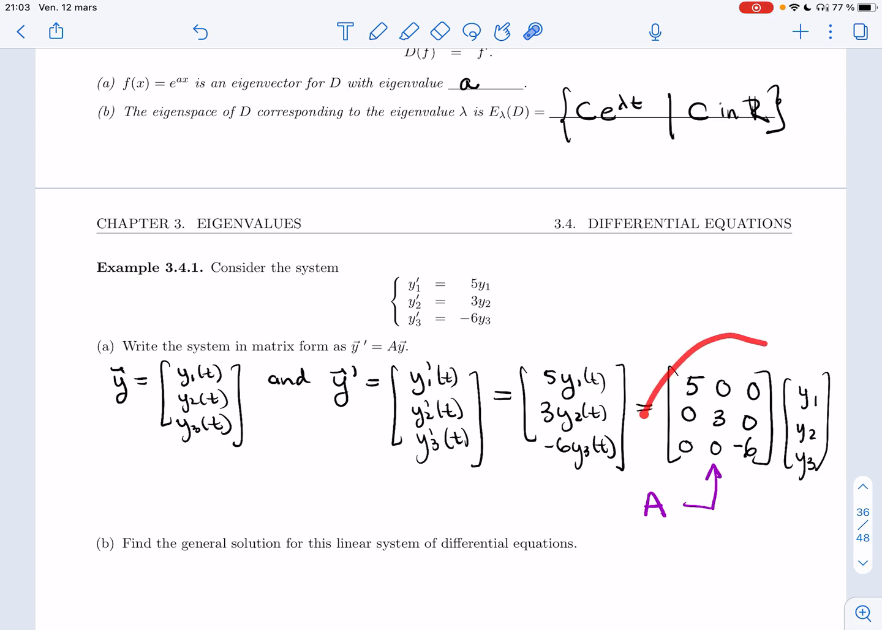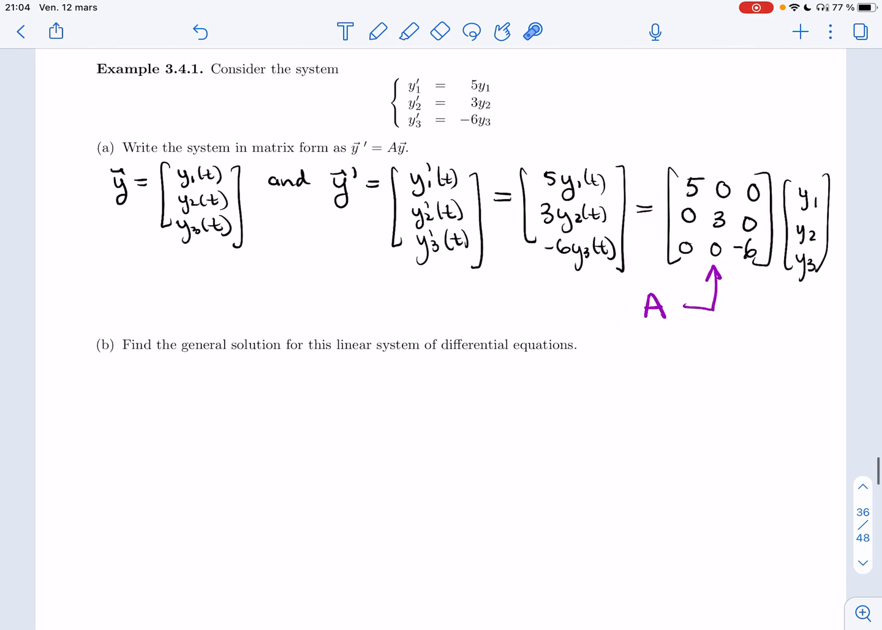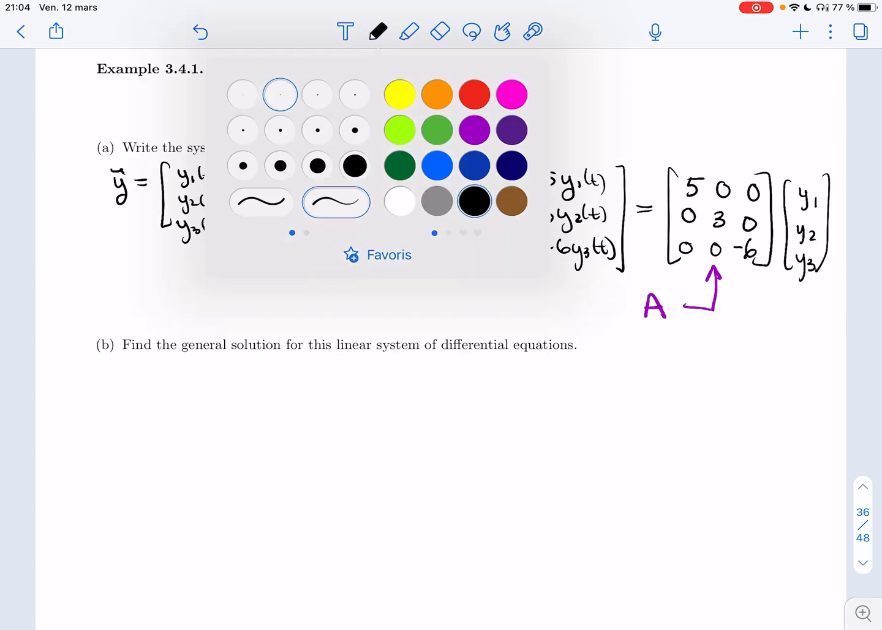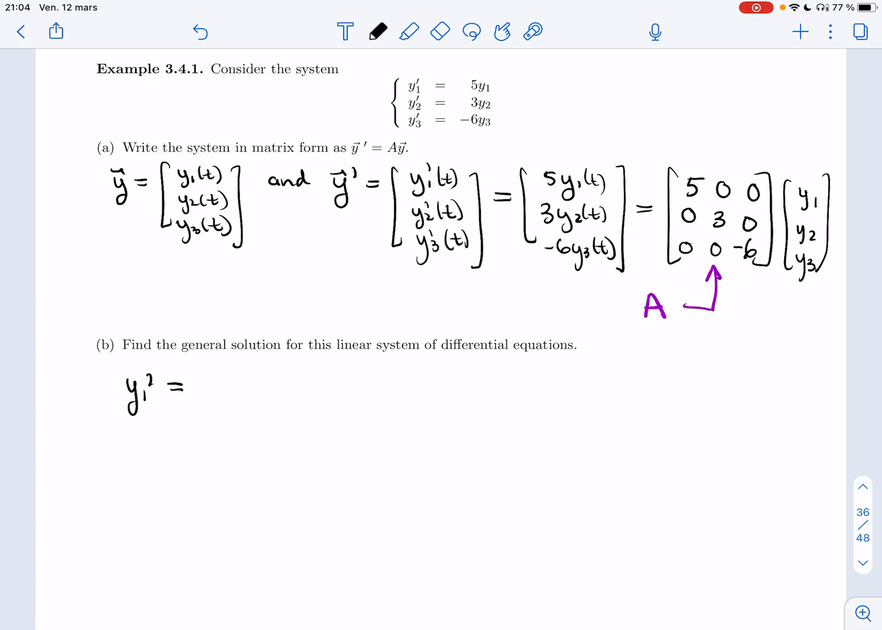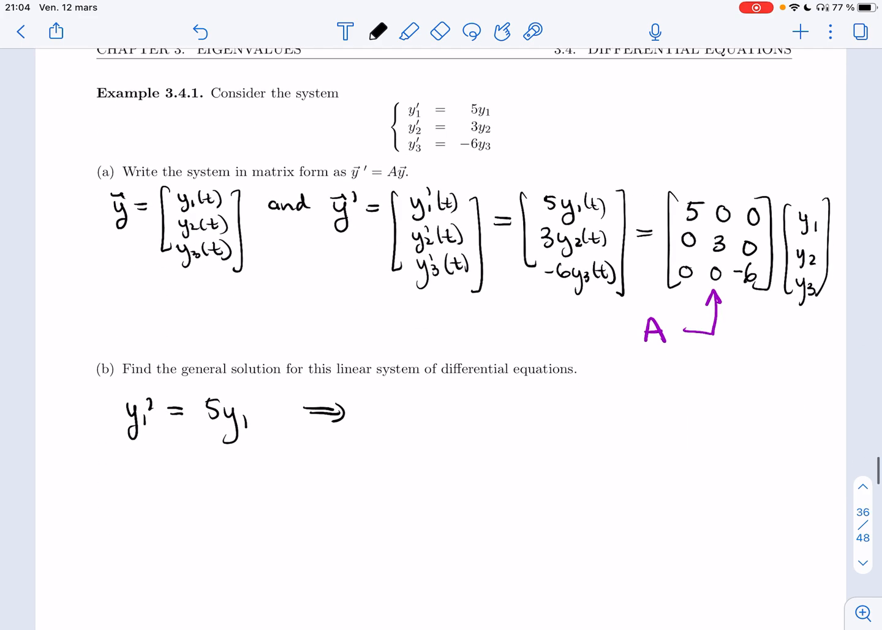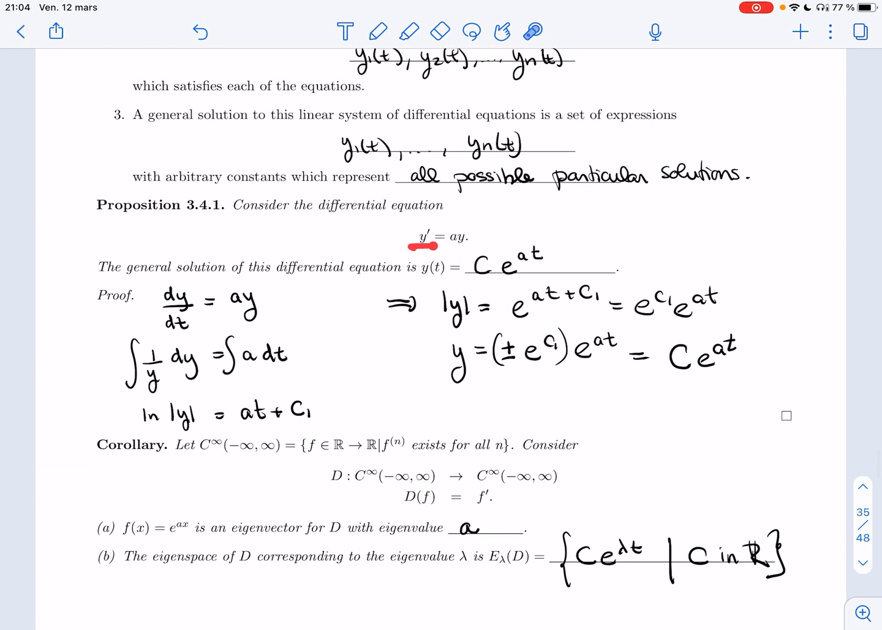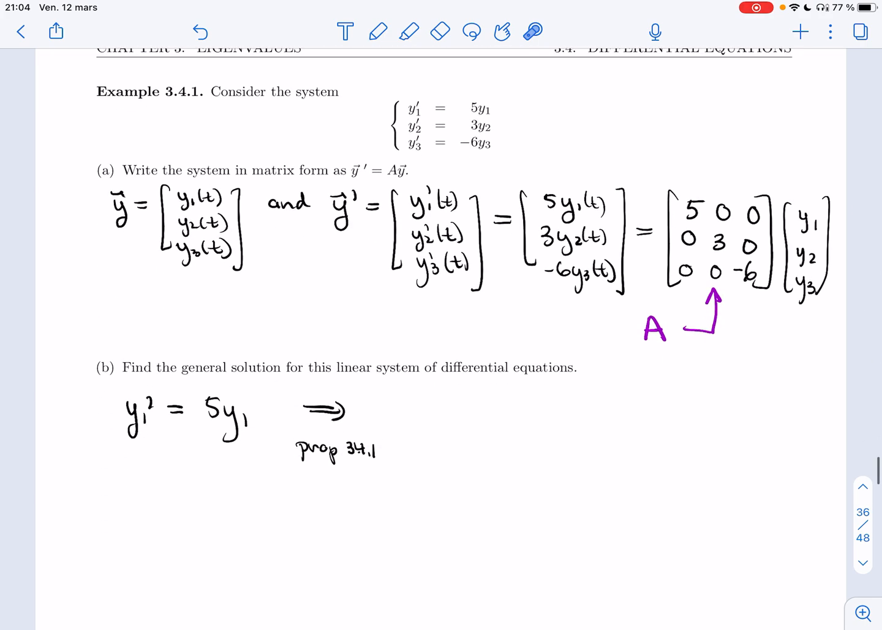Notice that this matrix A is diagonal, so that's going to make our life much easier. Let's see how. I'm going to find the general solution for this linear system of differential equations. So let's look at the first equation. I have y1 prime equals 5y1. That's the only one that involves y1, and so I can use the proposition we just saw, proposition 3.4.1. So it's exactly this shape, and so my solution will look like this, where a is 5.